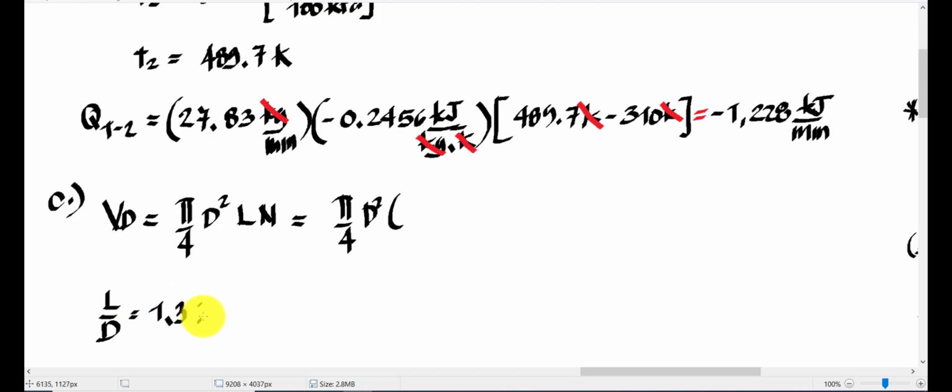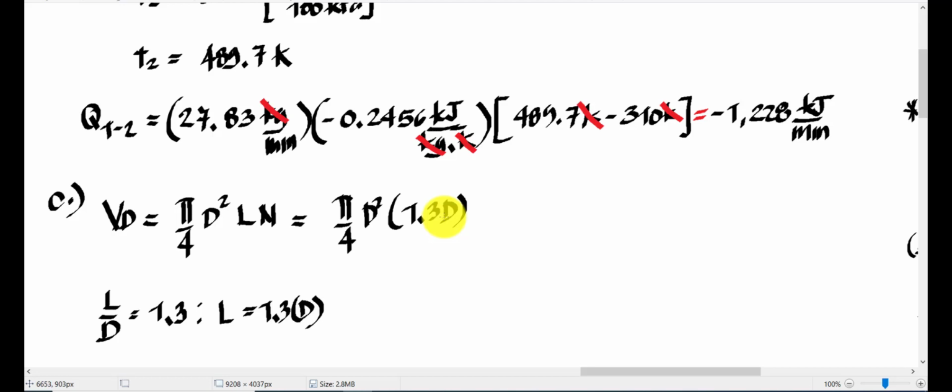So we can express this one for your L. Your L will be equal to 1.3 times D. So I'm going to substitute that for the value of L. So we have 1.3 times D, okay?